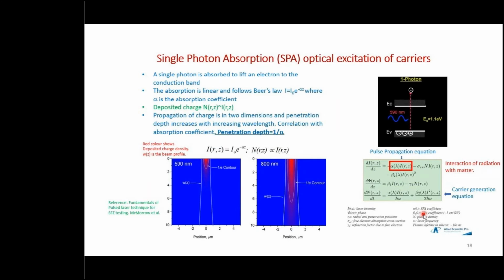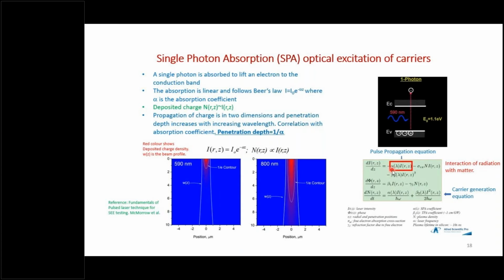So we arrived at single photon absorption, optical excitation of carriers, and here you can see the 590 nanometer is shining and creating the electron hole pair. And this interaction of radiation with matter is described by a set of equations that are shown here. And you can see in the first equation, the rate of change of the intensity with distance or with depth is given by these three terms. It turns out that for single photon absorption, the other two terms, this is a nonlinear term, I square, and this is basically for free electron absorption within a band.